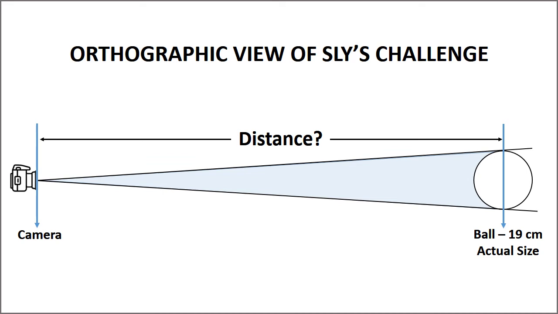Next, I drew this orthographic view. So I have a 19 centimeter diameter ball at an unknown distance from a camera, and I know that the camera sees the ball with these angles. But Sly gave me one more clue. There is a ruler that is 128.6 centimeters away from that camera.